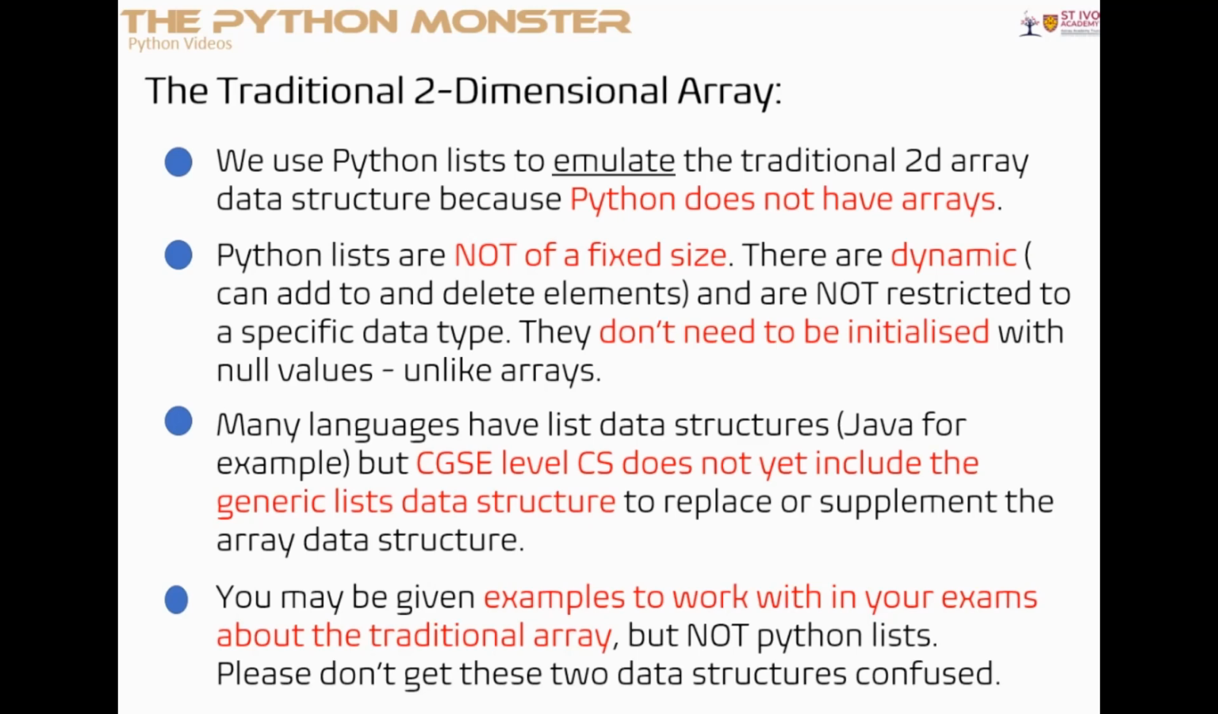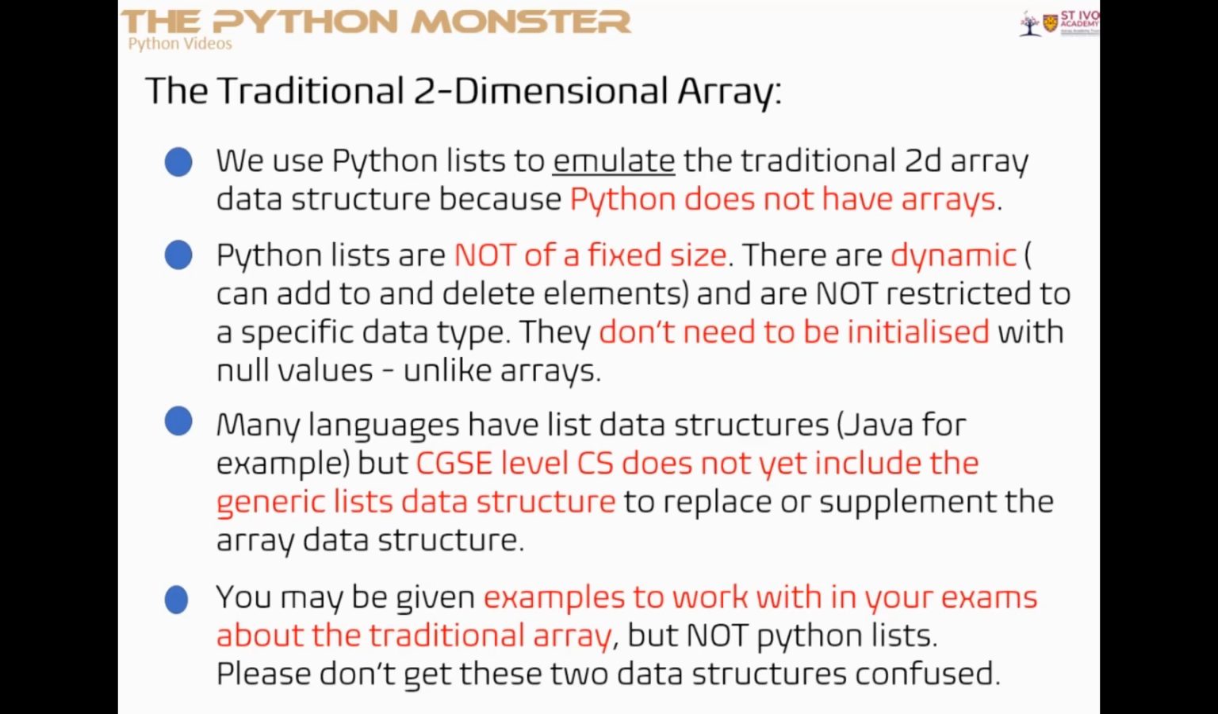And that is why with the traditional array data structure we don't have the append function to add an item to it. We simply replace an existing null value. All of that is the complete opposite of the Python list. So as I say, guys, please try not to get the two mixed up.